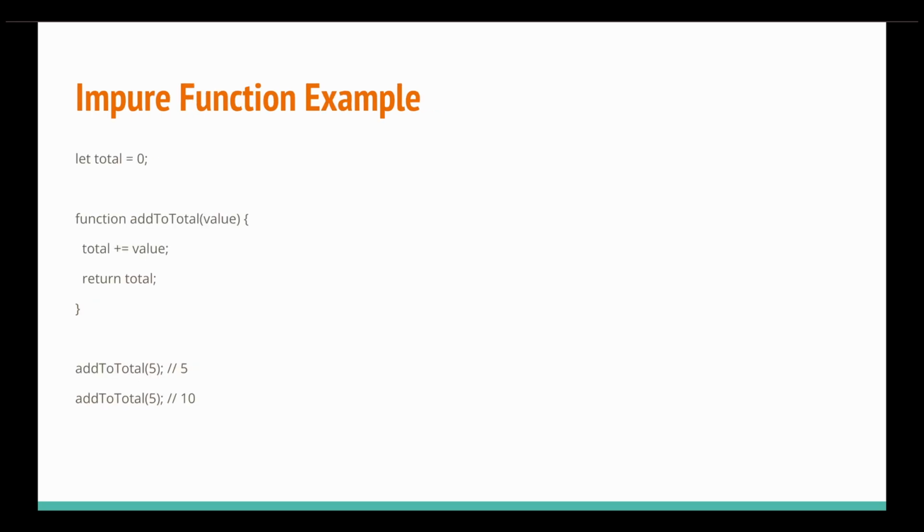Now let us look at an example of an impure function. Here, the function modifies a global variable called total. The first time we call the function, it returns 5, but the second time, even though the input is the same, it returns 10. This means same input, different output. And this is where many JavaScript bugs come from.